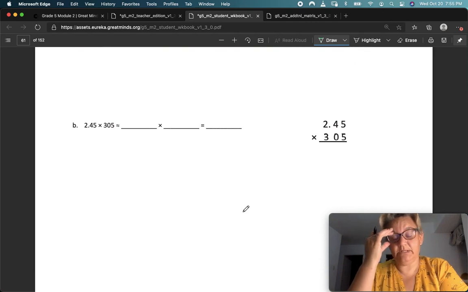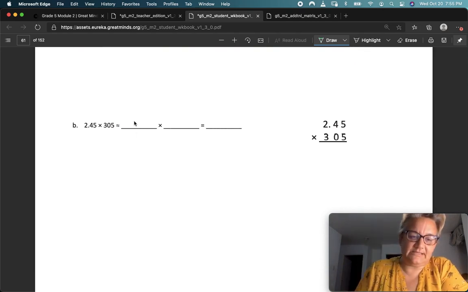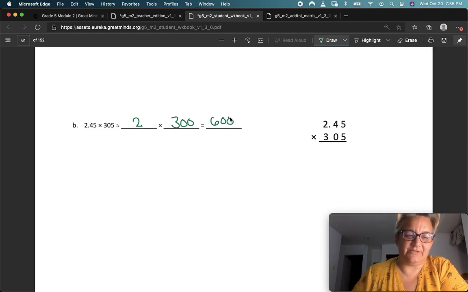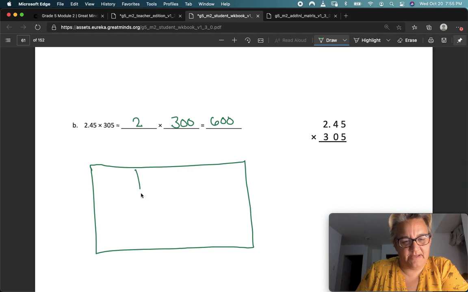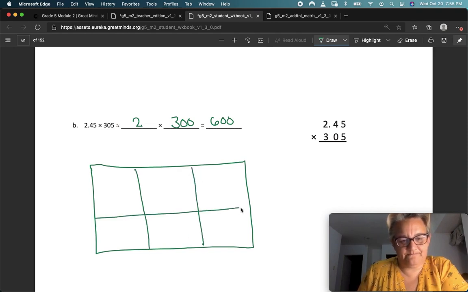Okay, next one. 2 and 45 hundredths is going to go down to 2 wholes. And let's say 300, so that's going to give me an estimate of 600. Okay, and do I want to do my area model? I'm going to, just for those of you who like that area model. I didn't grow up with the area model, so I don't use it very often. I was classically trained in the standard algorithm, but that's okay.